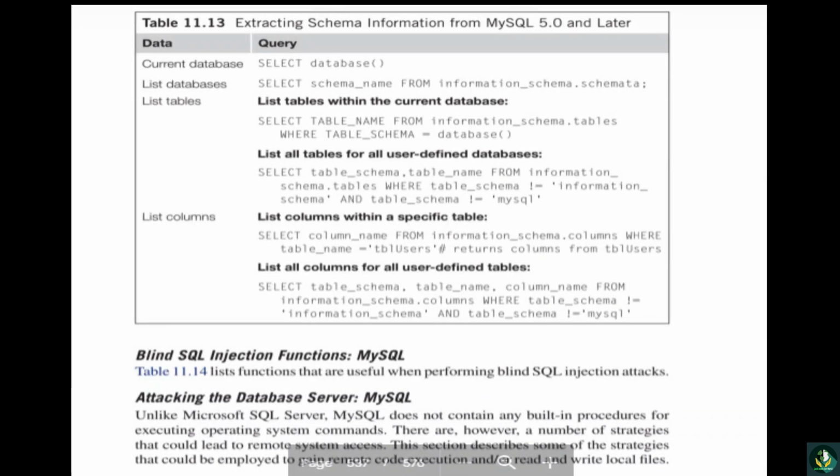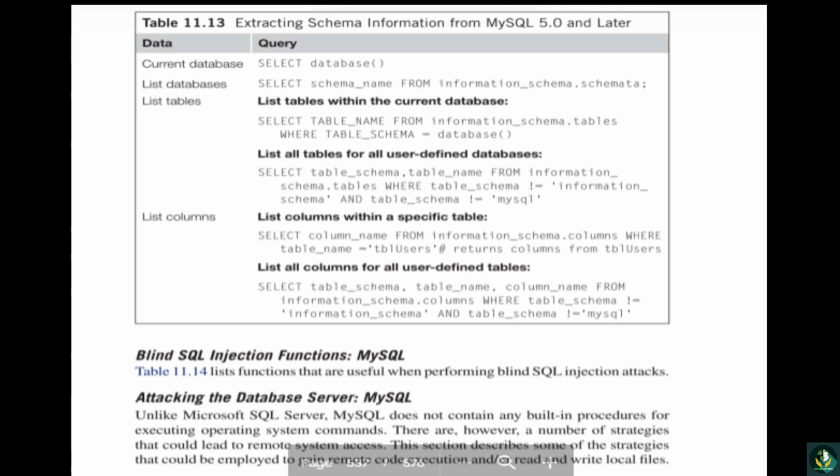Extracting schema information from MySQL 5.0 or later versions. For data and query: the current database, select database; list databases, select schema_name from information_schema.schemata; list tables within the current database, select table_name from information_schema.tables where table_schema equals database; and list all tables for all user defined databases, select table_schema, table_name from information_schema.tables where table_schema is not information_schema and table_schema is not mysql.